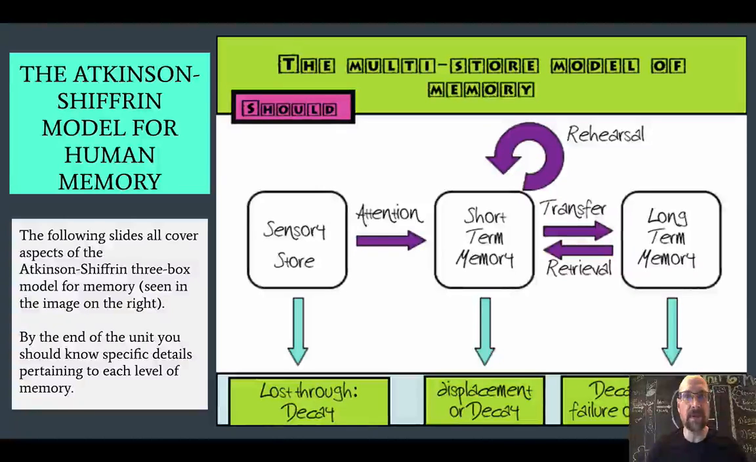Okay, so this is the second video for Unit 6. And this is going to be kind of a brief intro or summary of the Atkinson-Shiffrin model for human memory.